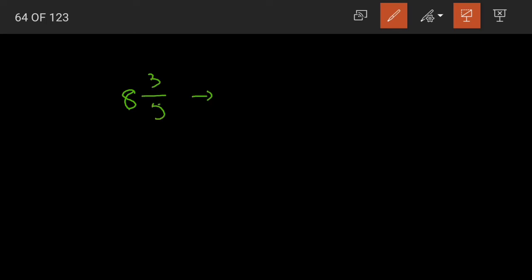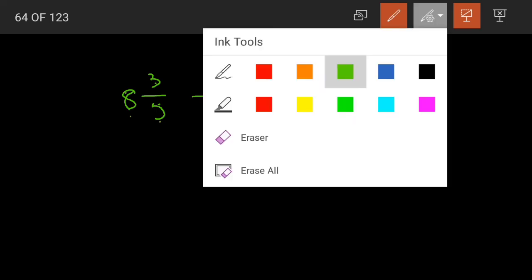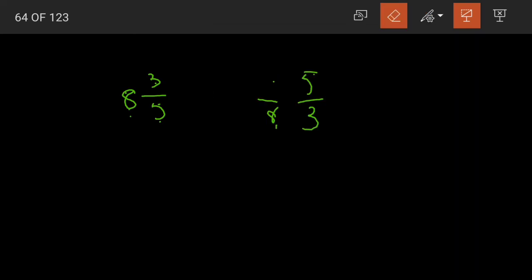Yes, now if I ask you to write the reciprocal, how will you write this? You cannot write 1 by 8 and 5 by 3. Yes, the reciprocal of 8 would be 1 by 8 and of 3 by 5 is 5 by 3. This is not the correct way. What should we do? The first step is to convert this into an improper fraction.